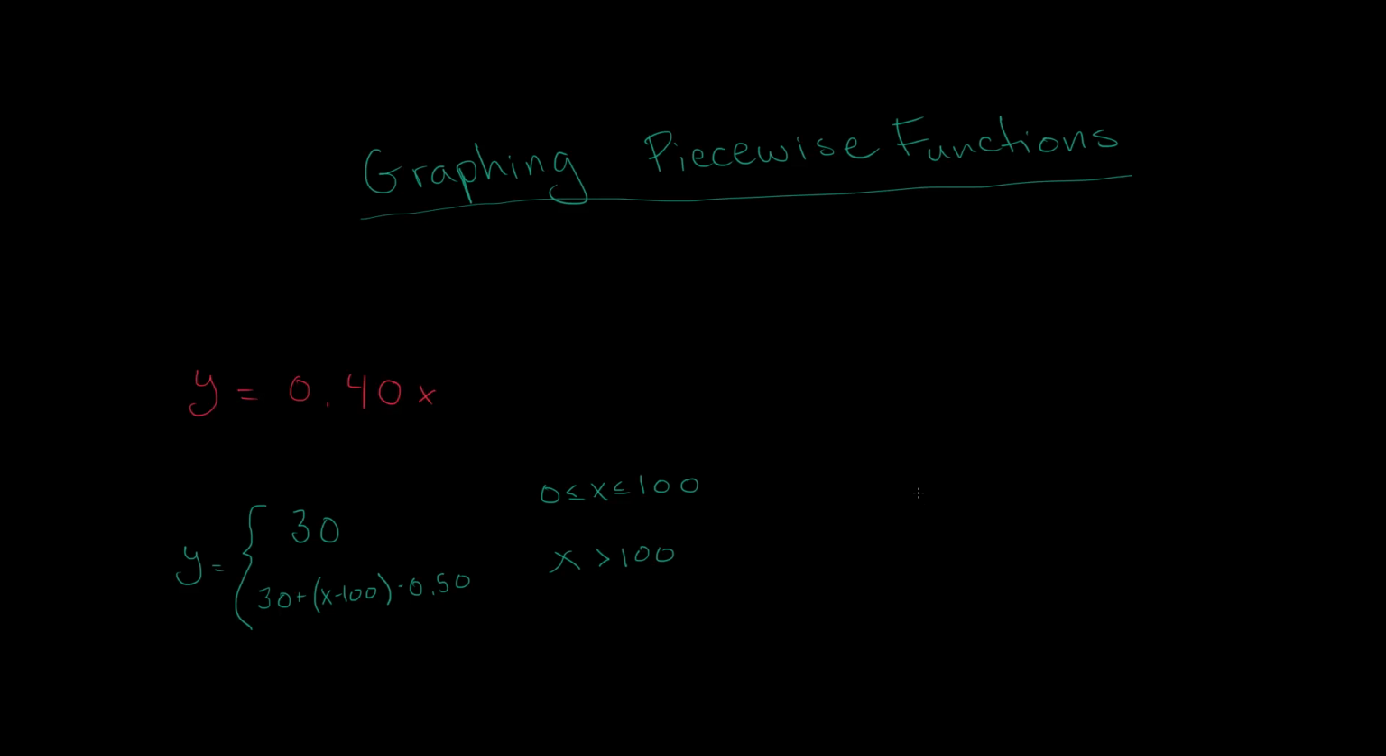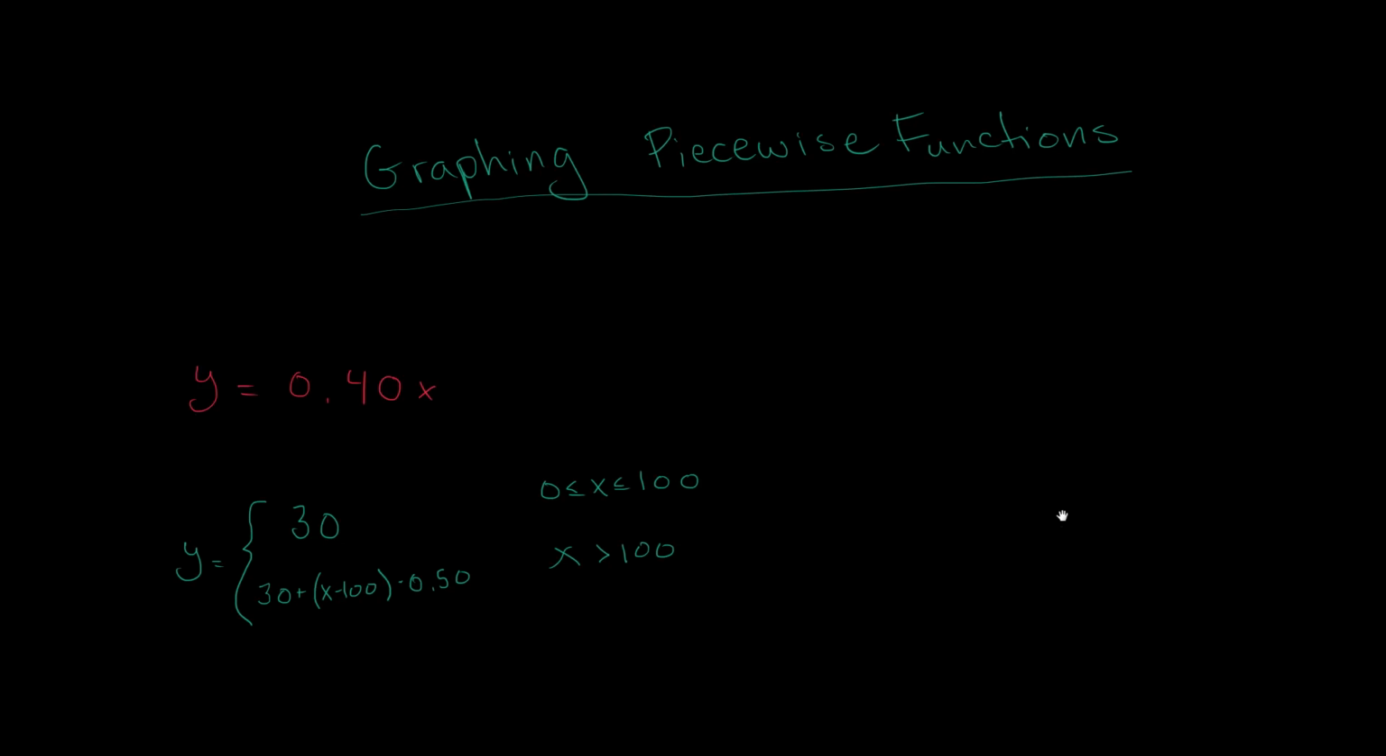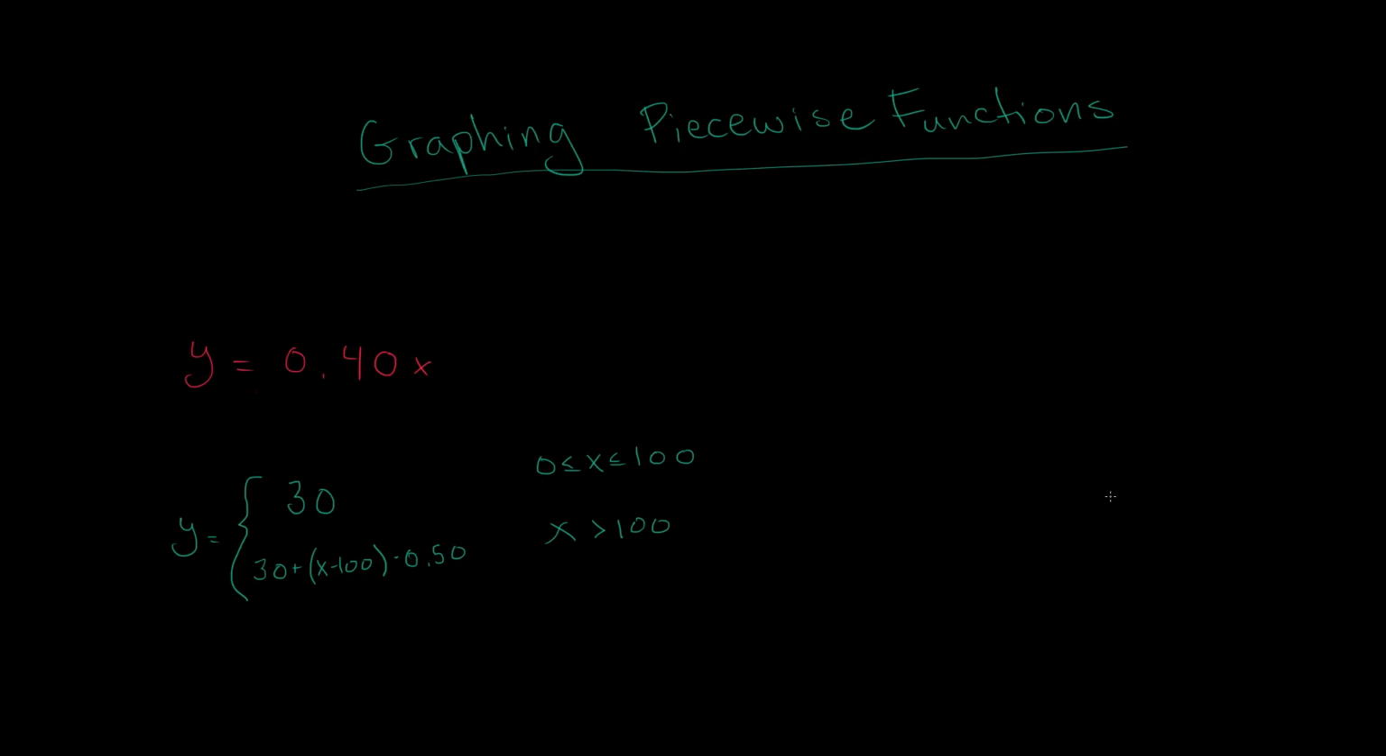In this video, we're going to work on an example of graphing piecewise functions for two different phone plans. In the problem, the first phone plan has no flat fee but charges 40 cents per minute, so we have the equation y equals 0.40 times x.